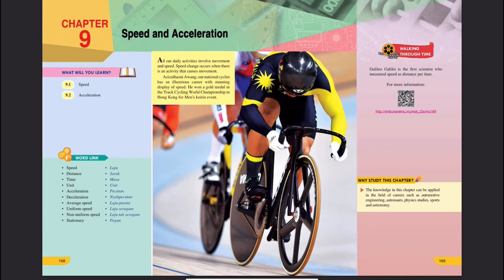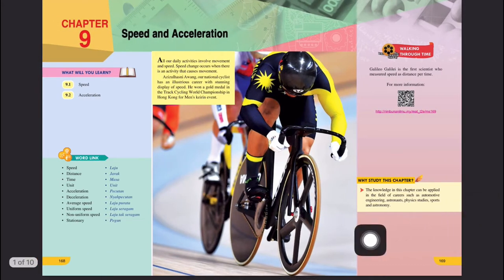So today we're going to look into a new chapter, which is chapter 9, Speed and Acceleration. For this chapter, we're going to learn about two things. The first one is speed, 9.1. The second one is 9.2, acceleration. For this class, we're going to focus on the first part first. So 9.1, speed. Before that, there are a few word links that you need to know for this chapter. You need to familiarize yourself with these words: speed, distance, time, unit, acceleration, deceleration, average speed, uniform speed, non-uniform speed, and stationary.